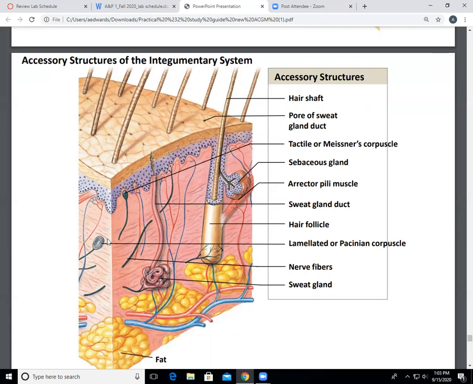Okay, you have different nerve endings here. So you've got the tactile or Meissner's corpuscles and the lamellated or Pacinian corpuscles. They are basically receptors. So the lamellated or Pacinian corpuscles will sense pressure.